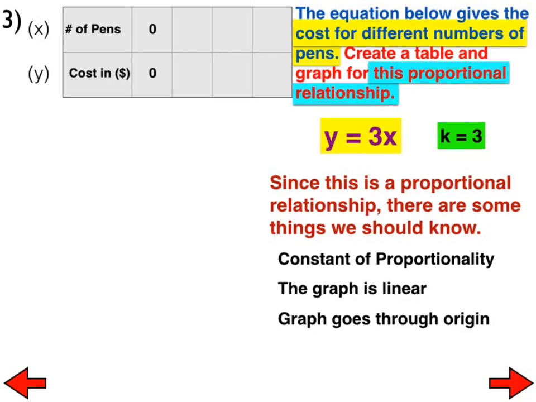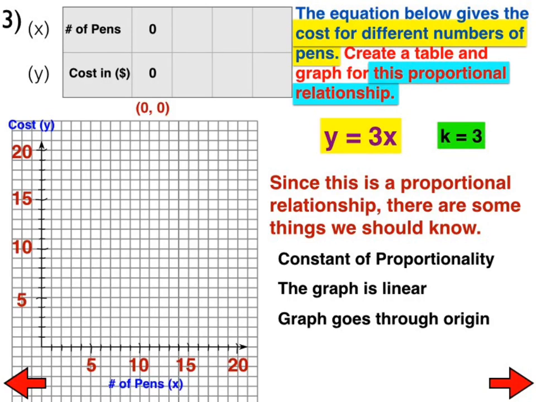Is everybody okay with that? I'm telling you in the original problem, it is a proportional relationship. So we should know that it goes through 0, comma 0. Now go ahead and label your axes. X-axis is the number of pens coming straight from the table. Y-axis is the cost. And we can go ahead and plot 0, comma 0.